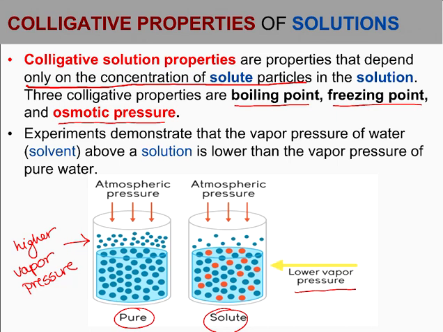Now, the reason for that are these solute particles. They're kind of blocking the water from being able to escape or evaporate. So the solute is lowering the vapor pressure, or it's decreasing the ability of the water to evaporate or turn into a gas. Now that's important because it's going to have an effect on the boiling point of that solution.